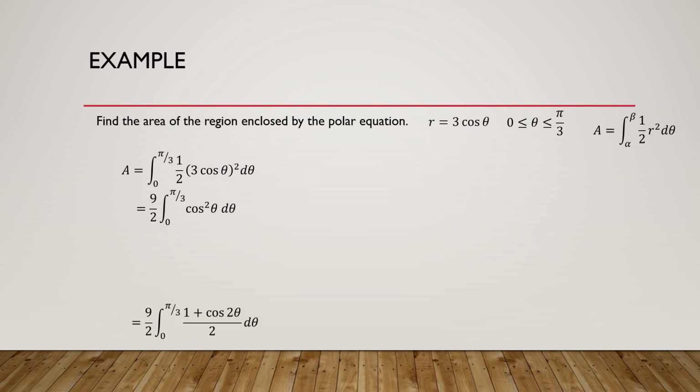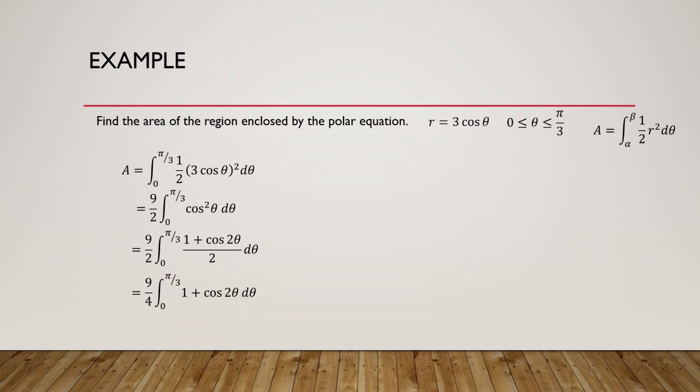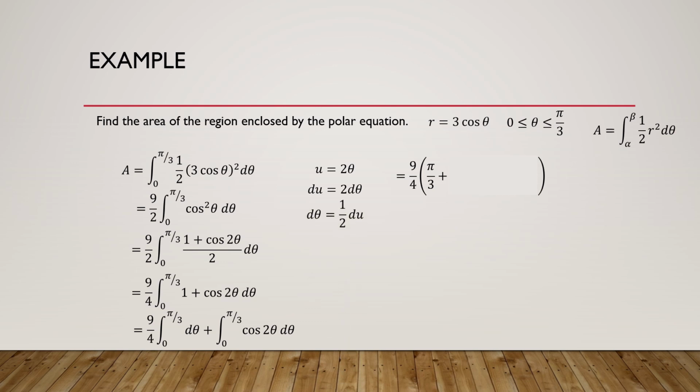Next, we replace cosine squared theta with the identity 1 plus cosine 2 theta over 2. Next, the 2 in the denominator can be removed from the integral as a constant. Then we split the integral at the plus sign. The integral from 0 to pi over 3 of d theta equals pi over 3. For the second integral, we let u equal 2 theta, making du equal to 2 d theta, so that d theta equals 1/2 du. Substituting, this gives us the integral from 0 to 2 pi over 3 of 1/2 cosine u du.